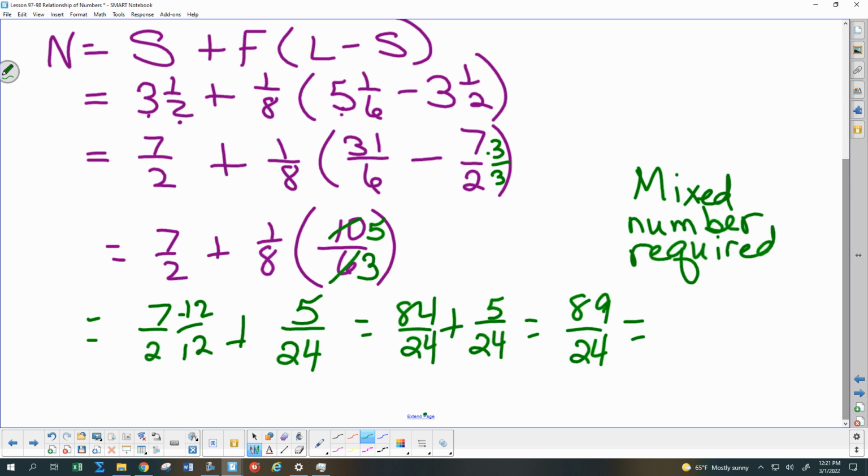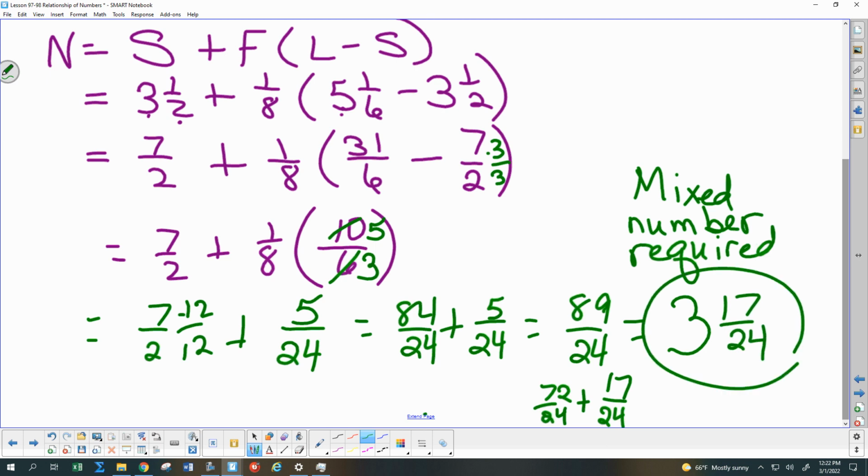Well, 4 times 24 would be 96. So that would be too many. What was 3 times 24? Jack, what was 3 times 24? So that's smaller, right? So we've got 3 and some leftovers. So basically we're saying we've got 72 24ths plus how many extra 24ths to make 89? What's 89 minus 72? So the 17. So 3 and 17/24 would be our correct final answer.